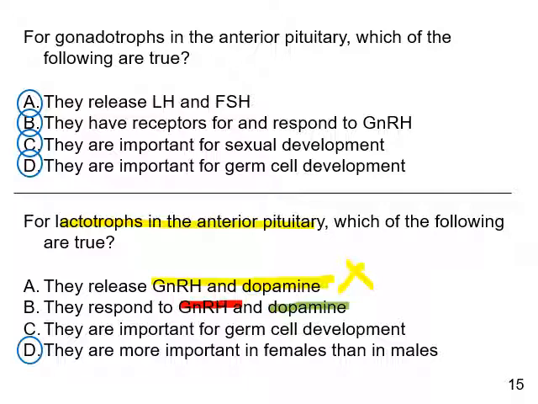They are important for germ cell development. No, the lactotrophs are important for production of milk, but they're not important for germ cell development. But because the prolactin released by lactotrophs is important for the release of milk during lactation, they are more important in females. That's a true statement.